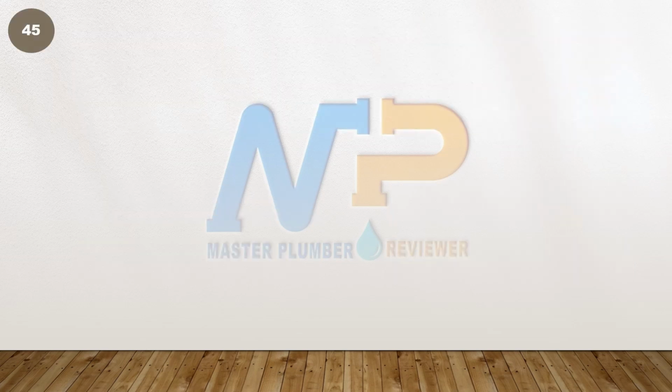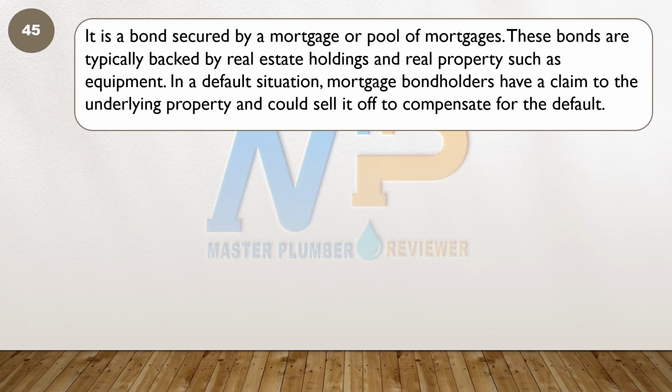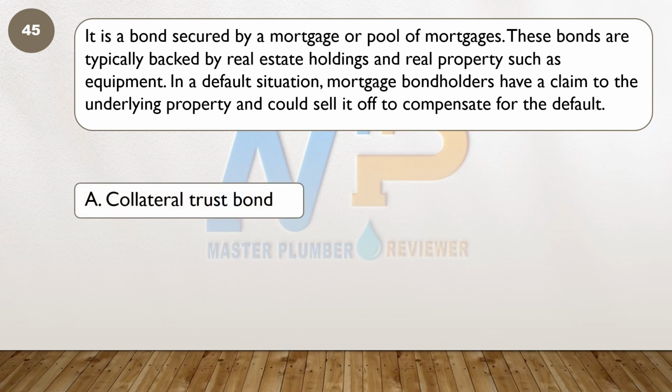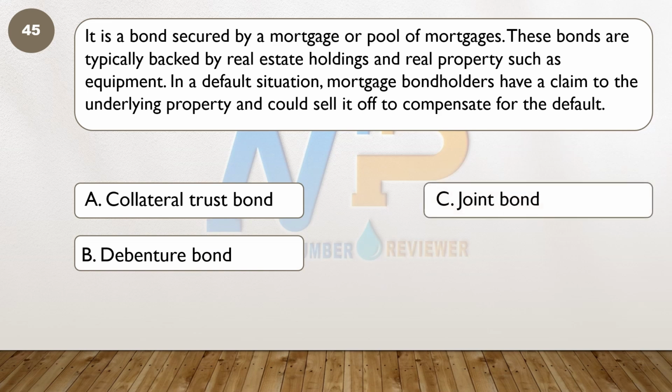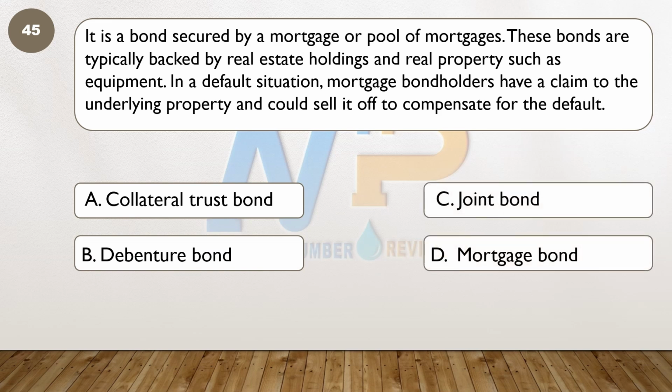Number 45. It is a bond secured by a mortgage or pool of mortgages. These bonds are typically backed by real estate holdings and real property such as equipment. In a default situation, mortgage bondholders have a claim to the underlying property and could sell it off to compensate for the default. A. Collateral trust bond. B. Debenture bond. C. Joint bond. D. Mortgage bond. The answer. It's D. Mortgage bond.